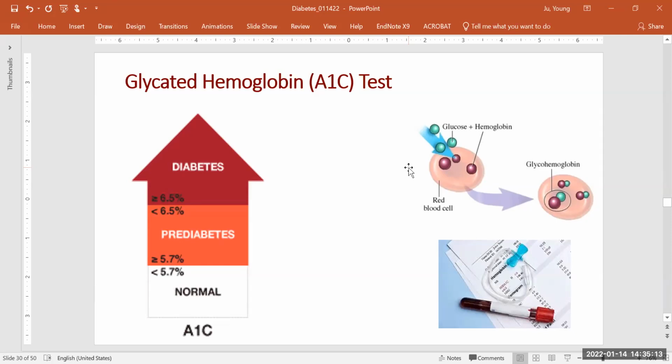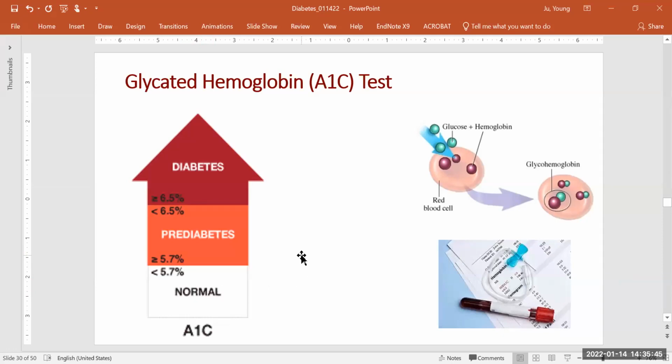The higher the blood glucose level, the more hemoglobin is bound to glucose. So an A1c level of 6.5% or higher indicates diabetes. And if that level is between 5.7 and 6.4%, that indicates prediabetes. If it's below 5.7%, that's considered normal.